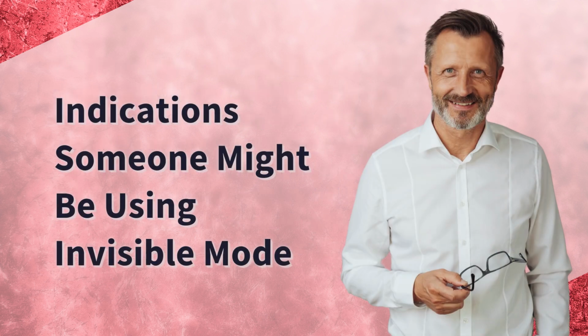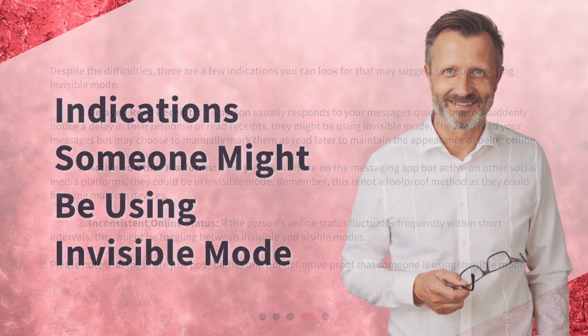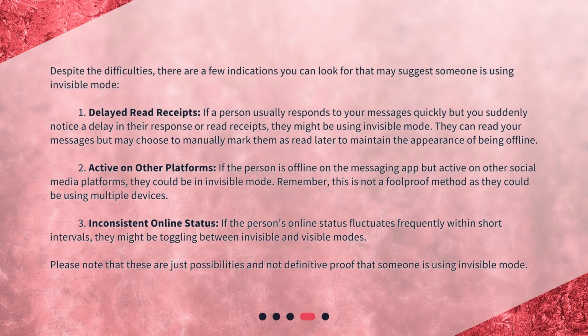Indications someone might be using invisible mode. Despite the difficulties, there are a few indications you can look for that may suggest someone is using invisible mode. 1. Delayed read receipts. If a person usually responds to your messages quickly but you suddenly notice a delay in their response or read receipts, they might be using invisible mode. They can read your messages but may choose to manually mark them as read later to maintain the appearance of being offline.